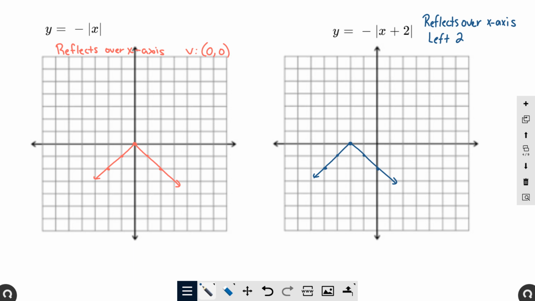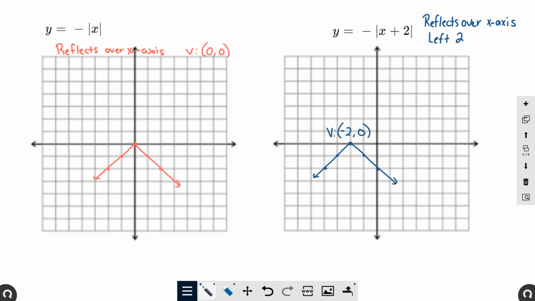So what is the vertex of this graph? Good. Vertex is negative 2, 0. Do you have to make the graph to state the vertex? No, you could just see which direction it moves, right? Left would be a negative value for x, and then up would be a positive value for y, and just opposite for right and down.